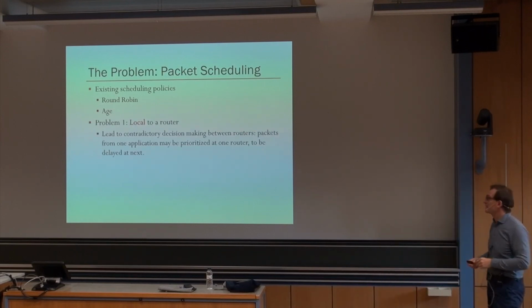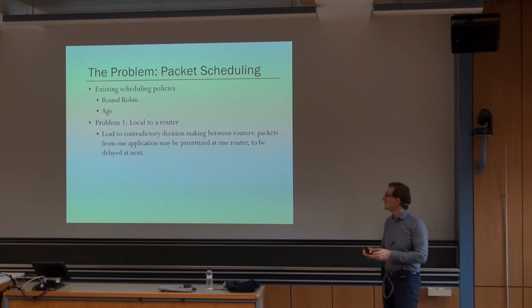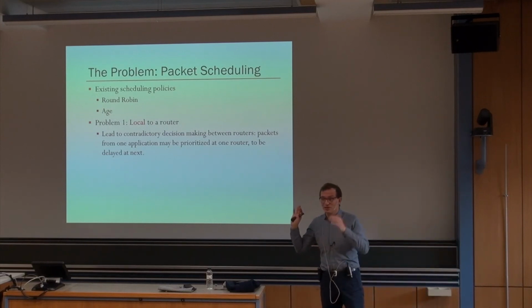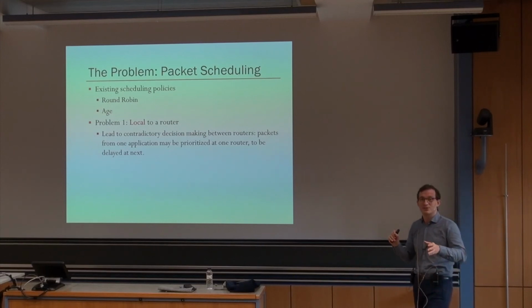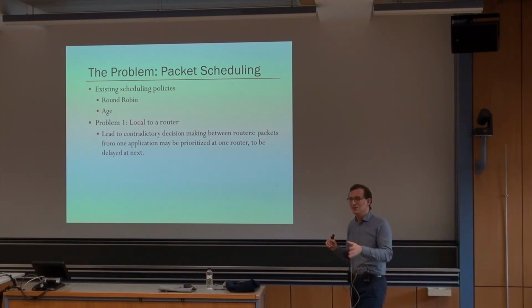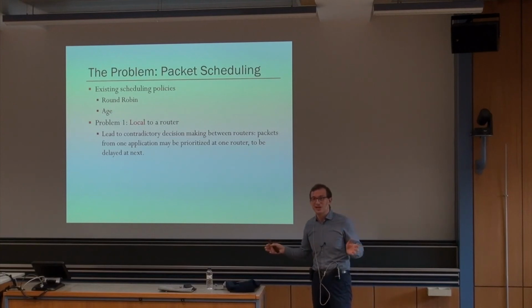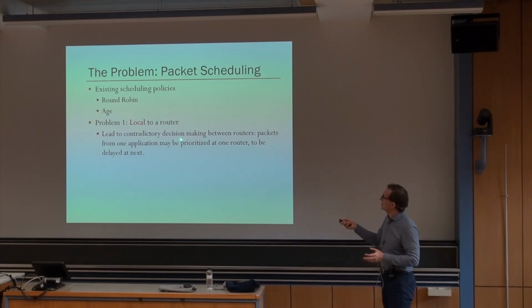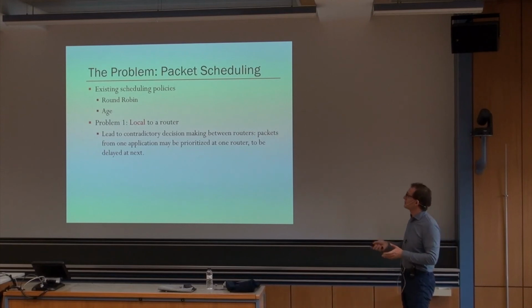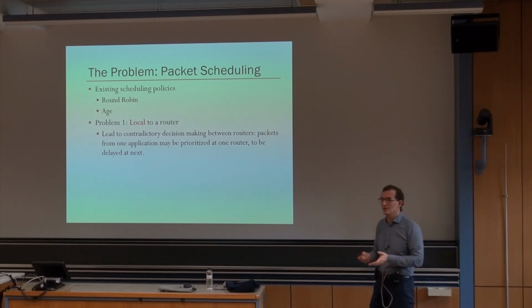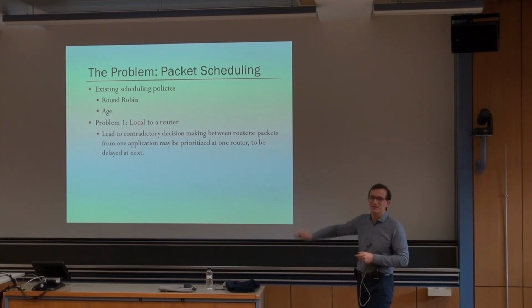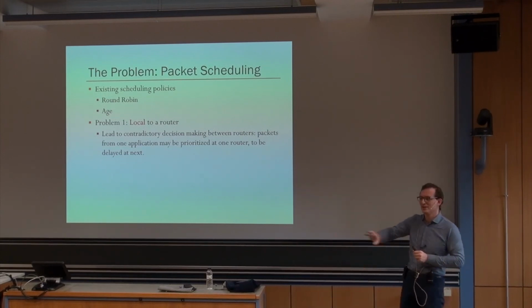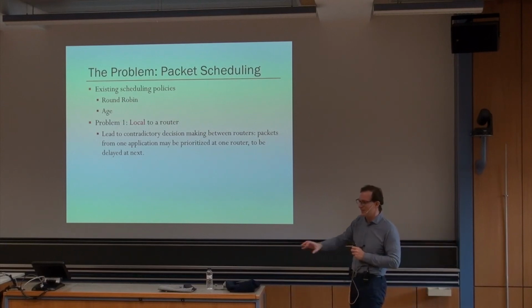If you're not aware of applications, you have two problems. One is the problem that we discussed. The decision that you make is local to a router. This router may prioritize one packet from application A. In the next router, that may get deprioritized. As a result, you have contradictory decision making between the routers. And this leads to inefficiency and performance loss. This paper analyzes that problem. It's very similar to what we discussed earlier: within the bufferless router, you have contradictory decision making between the switches, right?